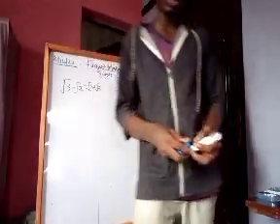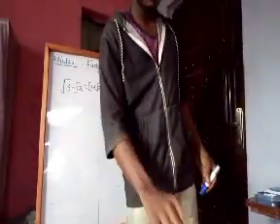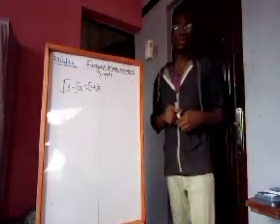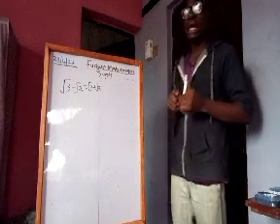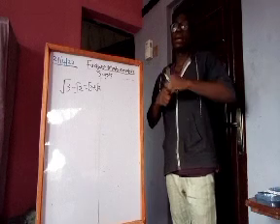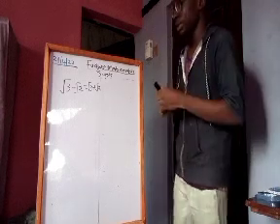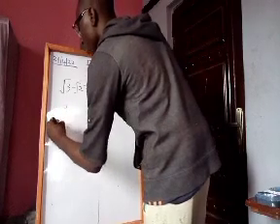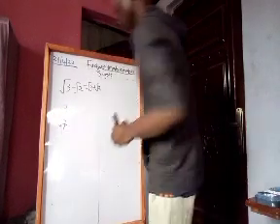Next, we'll talk about rationalizing the denominator. What it means to rationalize the denominator is to multiply the top and the bottom of the surd by the conjugate. Let's do that.